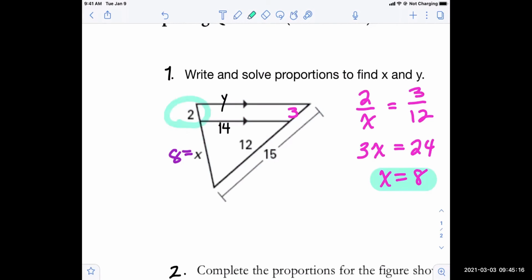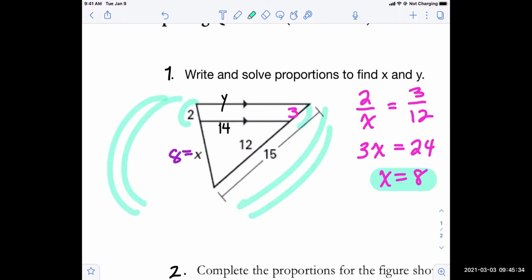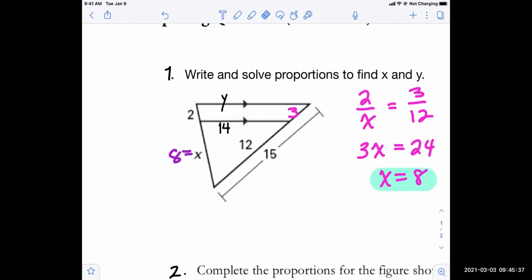You could say 2 is to 8 as 3 is to 12. Or you could do the whole thing and you could do 2 to 10 and 3 to 15. But every time that you use the parallel segments, if your proportion involves the y and the 14, you have to use side of a triangle to side of a triangle. You're never going to use those little parts that are not sides.